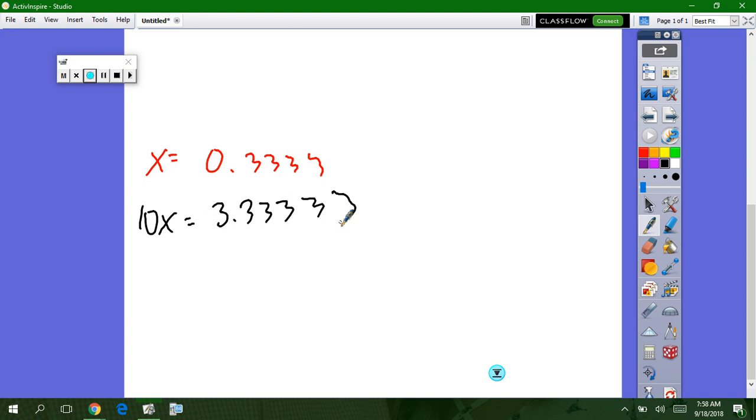Let's go ahead and subtract these. What's 10x minus x? 9x. So what did I do? I went this minus this. So what if I go this minus this? What do I get? 3. And therefore x is 3/9. That's how it comes about. That's why, once again, if it has a repeating pattern, I can get rid of it.